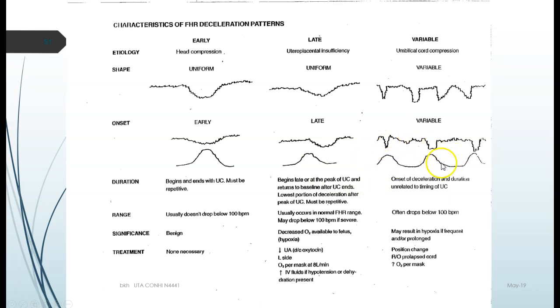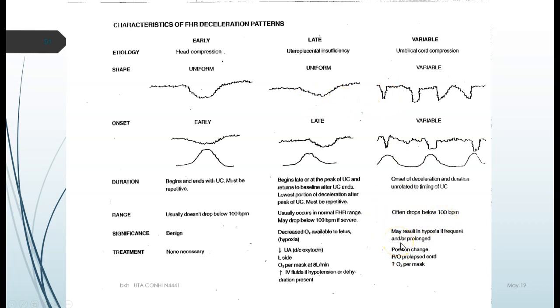If it happens with every single contraction like this one, this is the one that makes you think that this is probably a body cord or a nuchal cord. And so during that contraction, baby's being pushed down, that cord's being compressed or pulled as that baby's pushed down. And so it drops the fetal heart rate. It often does drop below 100. These are abrupt. These are gradual.